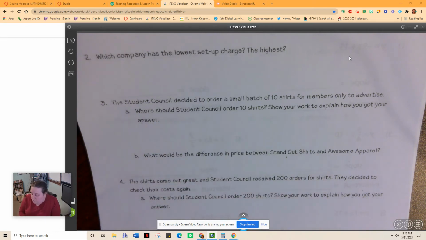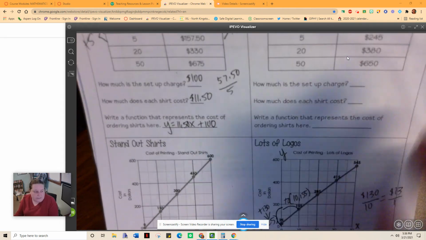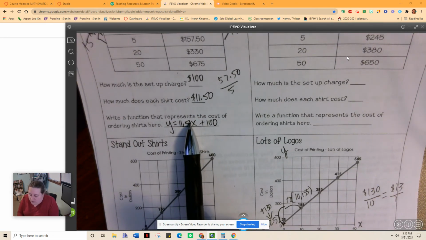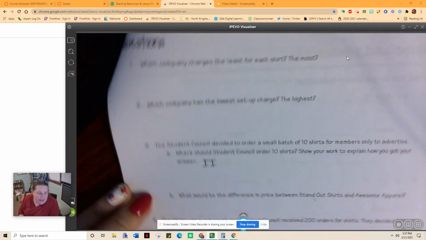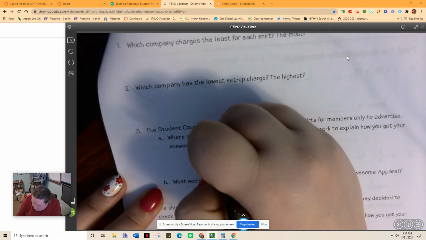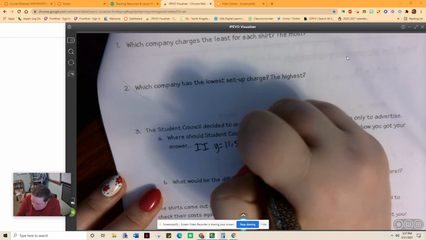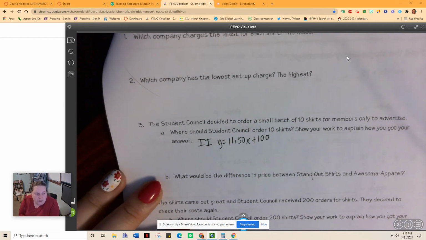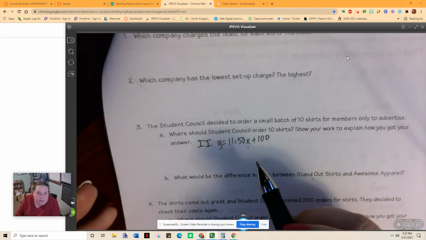So where should they buy 10 shirts from? Well, we're not going to know unless we try it for every scenario. So if we go back, you're going to have equations by the time you're done for all representations. So let's go ahead and do Impressive Imprints. So for them, we had, I'm just going to write Impressive Imprints, so I know. So we know that y equals 11.50x plus 100. That was the equation.